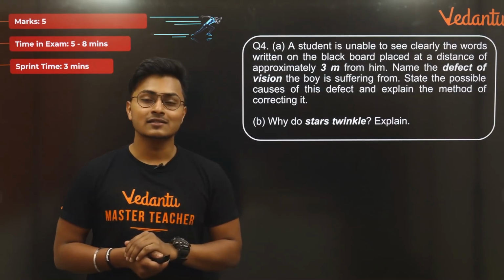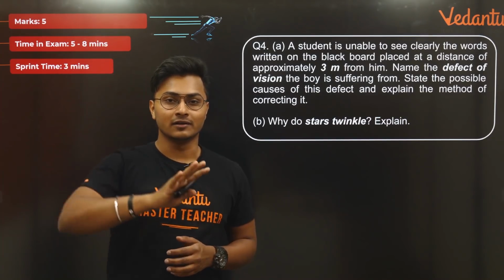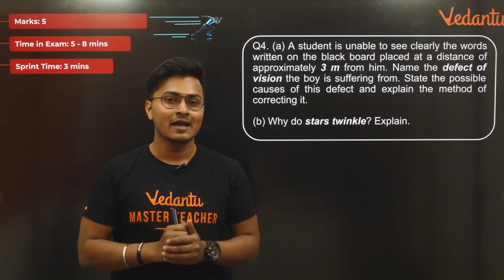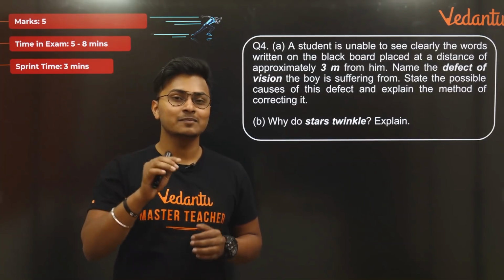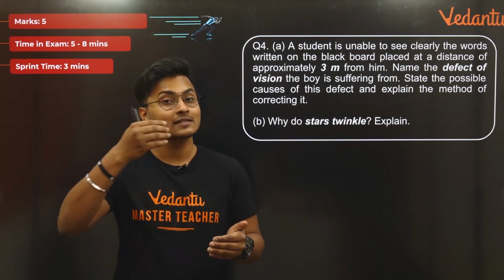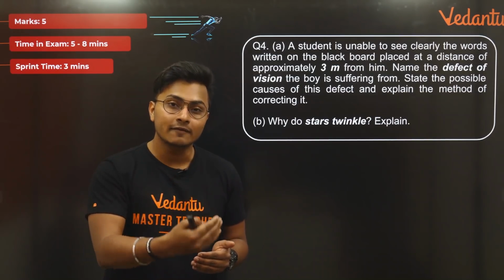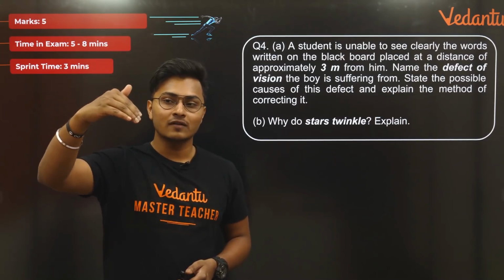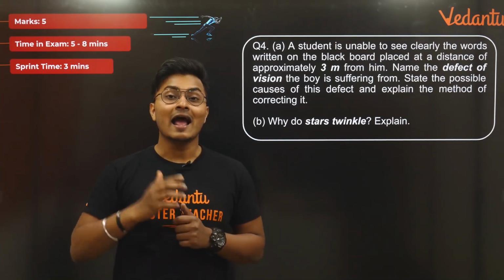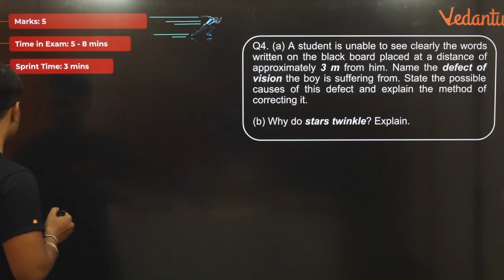Why do stars twinkle? Twinkling is nothing but this: when the light rays pass through the atmosphere, what happens? It continuously refracts, because the atmosphere is made up of different gases, and all these gases have different optical densities. They have different refractive indexes. So when the light starts passing through all of them, it refracts, and then it reaches your eyes. Let me draw a diagram and show it to you very clearly.